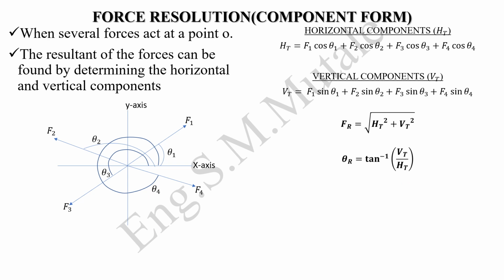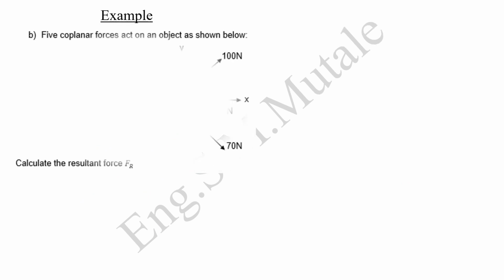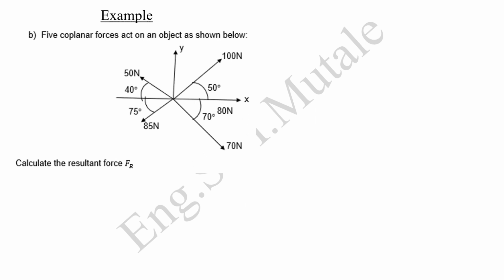Let's look at some examples. This example, I got it from one of the TVETA past paper questions. It was a B part of the question. It was saying 5 coplanar forces act on an object as shown. So these are the forces. We've got this force, this force, and that force there. They're acting and the angles are there. Calculate the resultant force Fr.